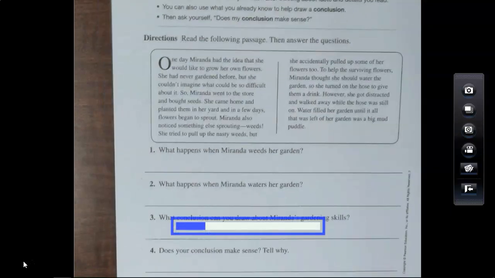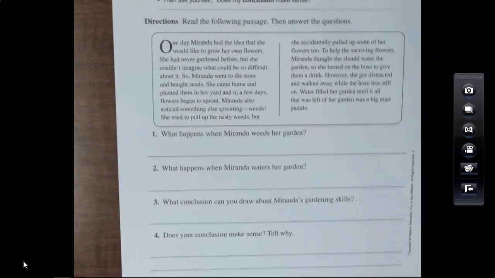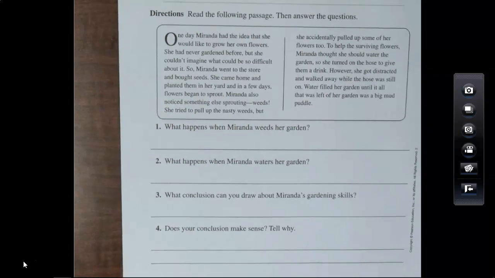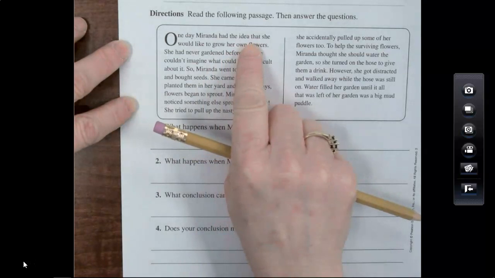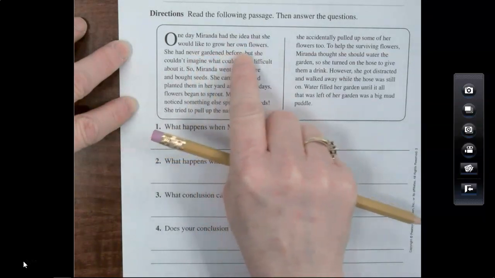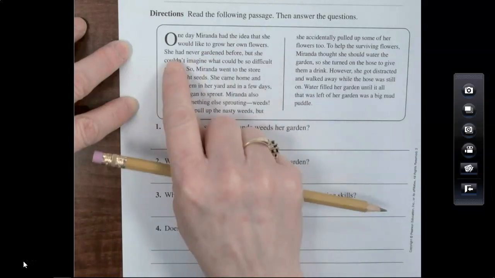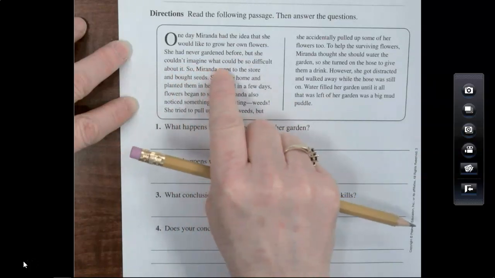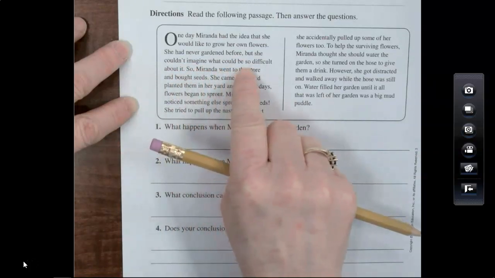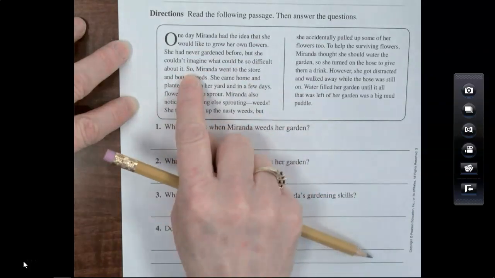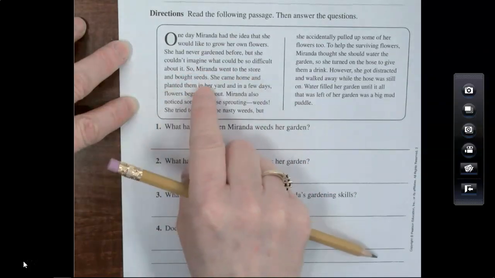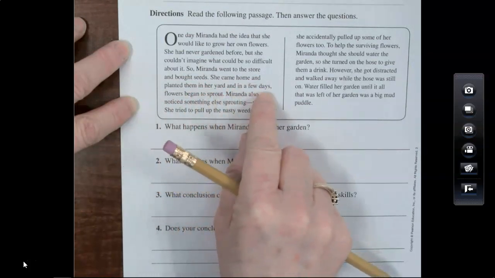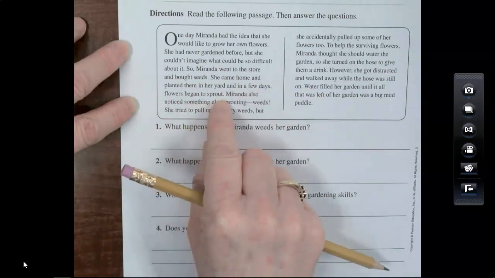Alright, we're going to read this passage and then answer the questions. It says, one day Miranda had the idea that she would like to grow her own flowers. She had never gardened before, but she couldn't imagine what could be so difficult about it. So Miranda went to the store and bought seeds. She came home and planted them in her yard, and in a few days, flowers began to sprout.